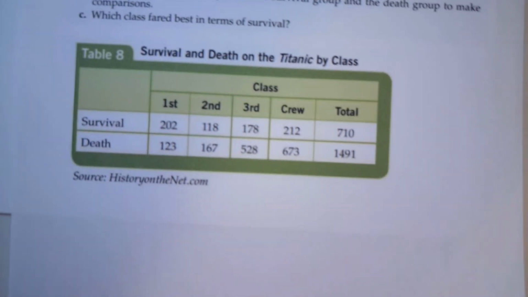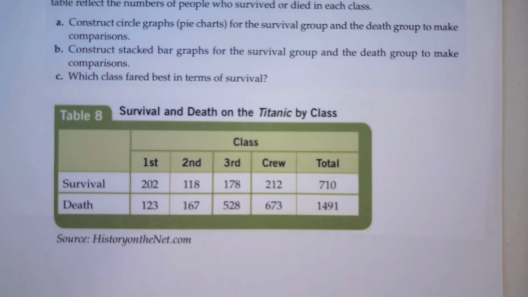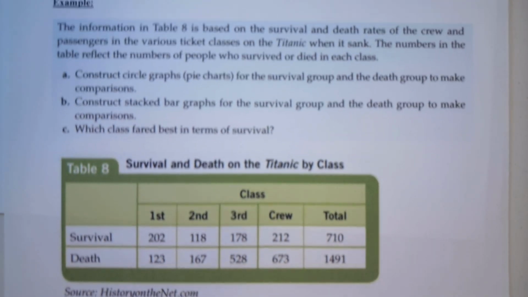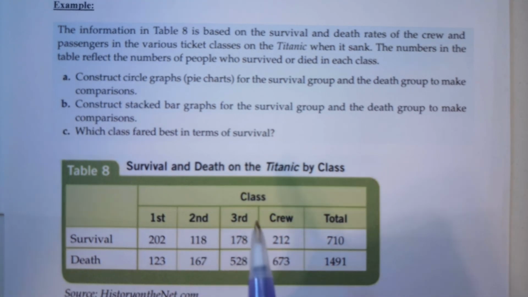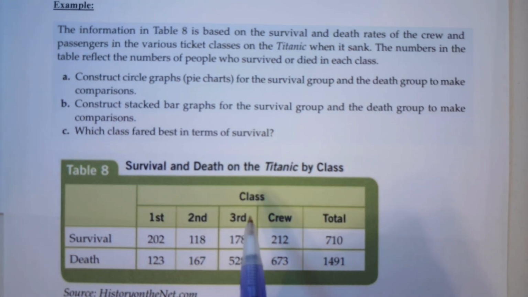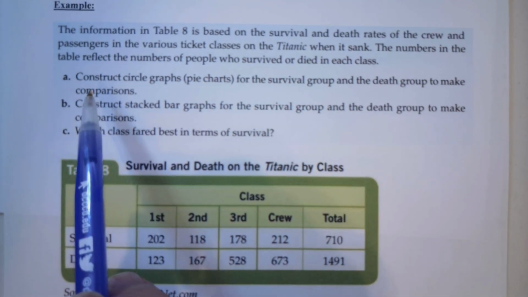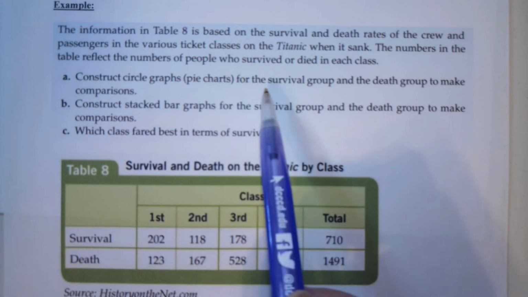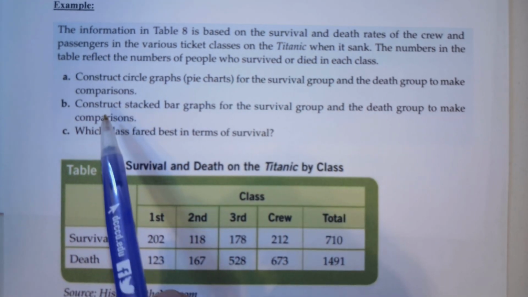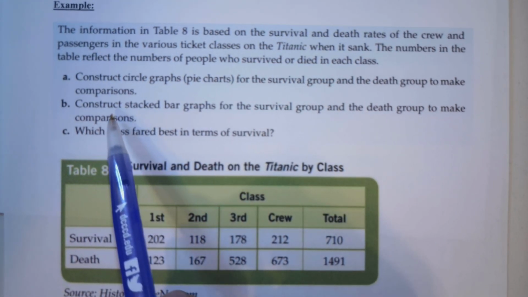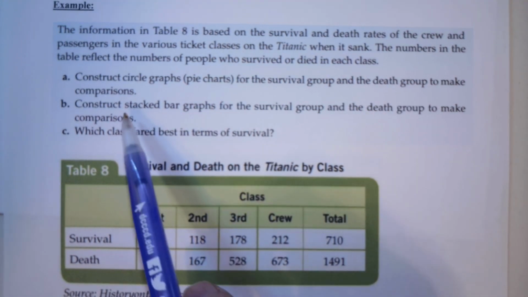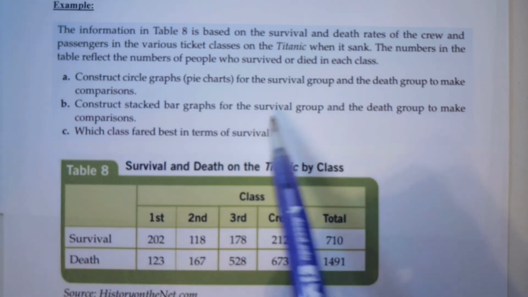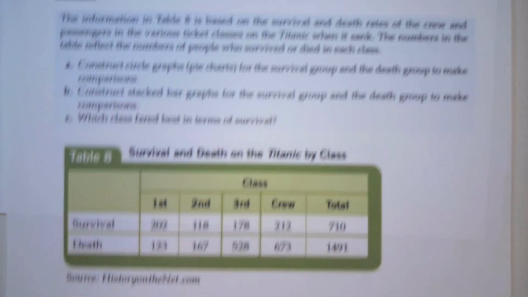All right, here's the last example. Here you have information based on the survival and death rates from the Titanic. A. Construct a circle graph or pie chart of the survival group. B. Construct a stacked bar chart of survival and death group and compare them.